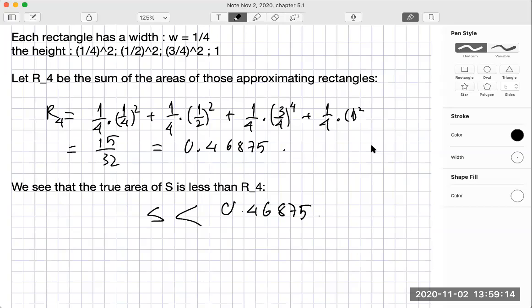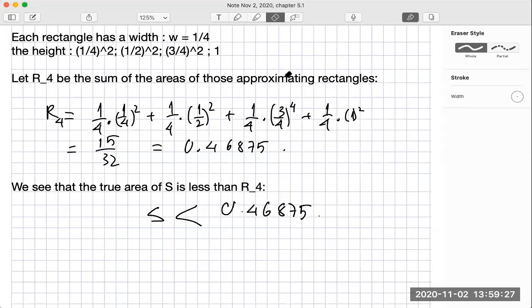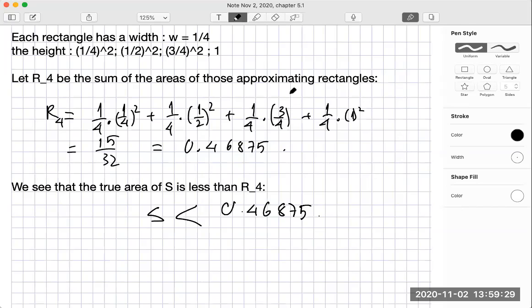Why would we do 3/4 to the 4? Oh, there's a mistake there. Oh, I'm sorry. Thank you. I say something and I write something else. Thank you, Michael. This is 3/4 squared. Very good.